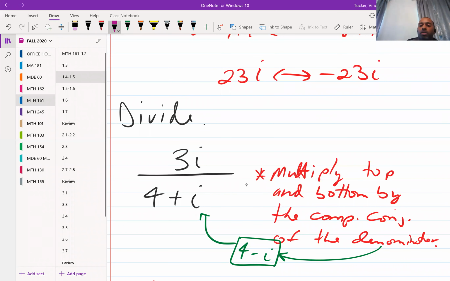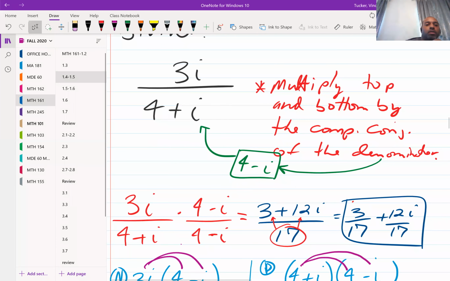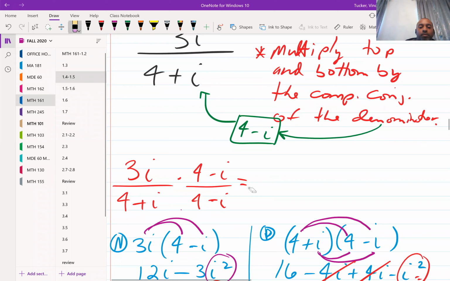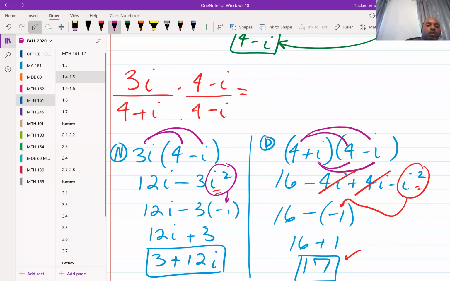All right. So it's basically a denominator. So that's what I did right here. Multiplying 3i times 4 minus i and 4 plus i times 4 minus i. So right here is me multiplying the numerators. So notice we have 3i times 4 minus i. I did my distribution. 3i times 4 is 12i.